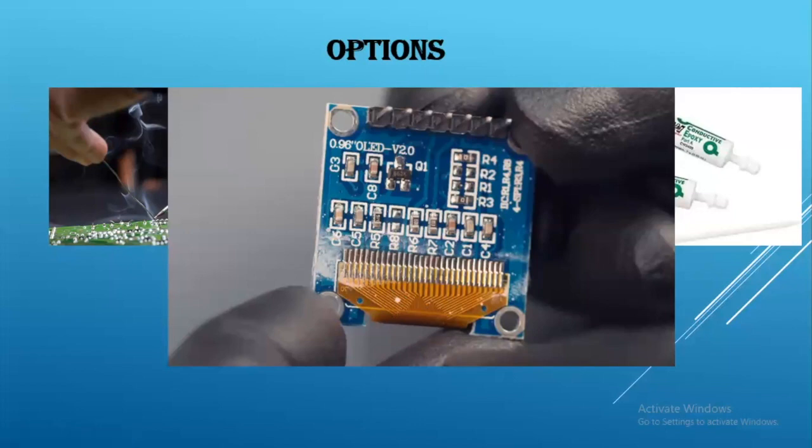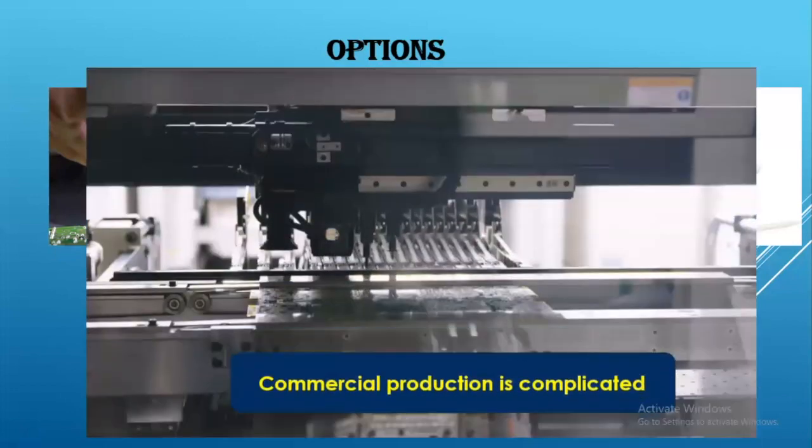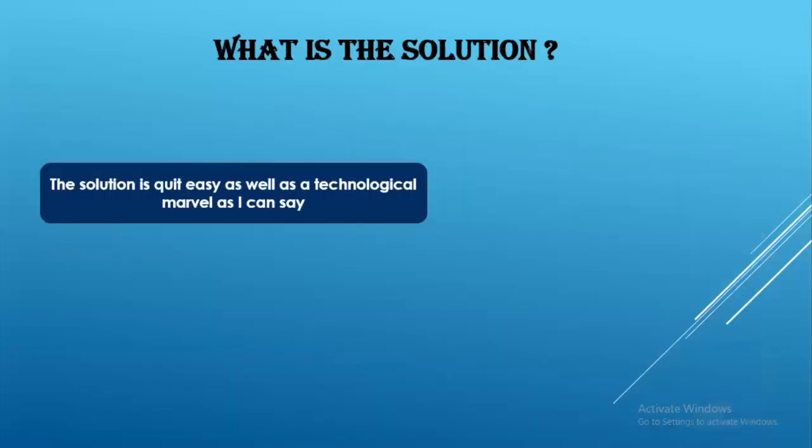If we think, okay, we can make a very small point and use the silver paste, still in commercial production it is very complicated because the robotic arms move so fast that using a liquid paste or epoxy is not efficient, and in such a broad manner we cannot use these three methods. So now what is the solution? The solution is actually quite easy. It's very easy in a way that we can think how it is going to happen.